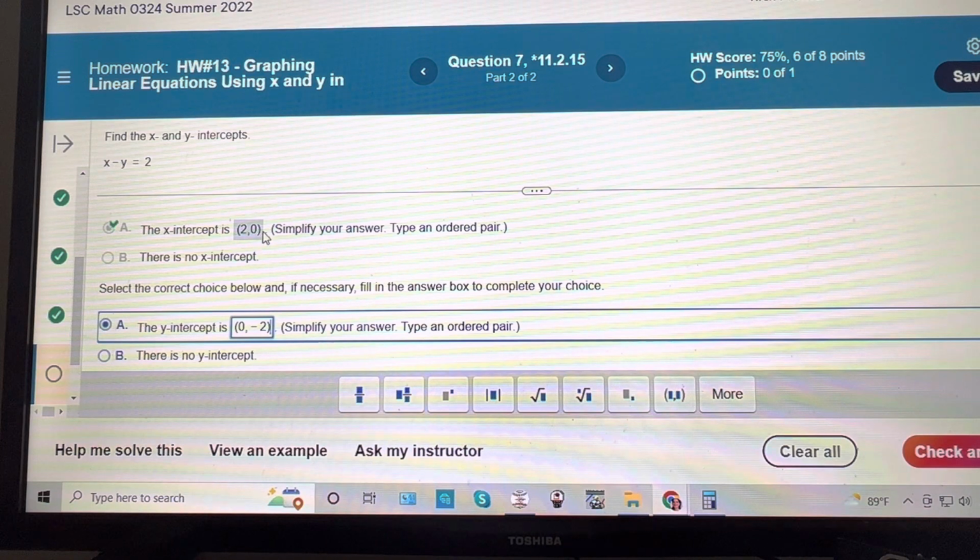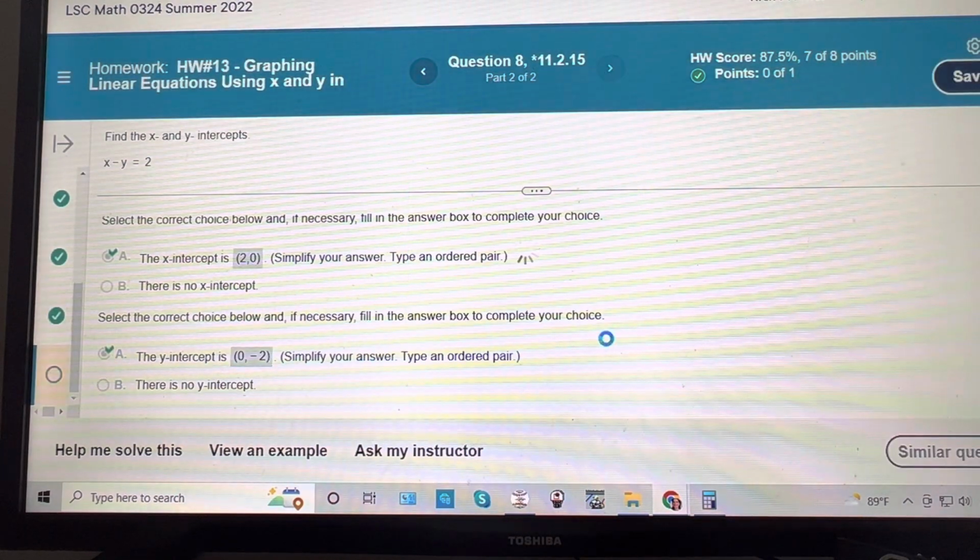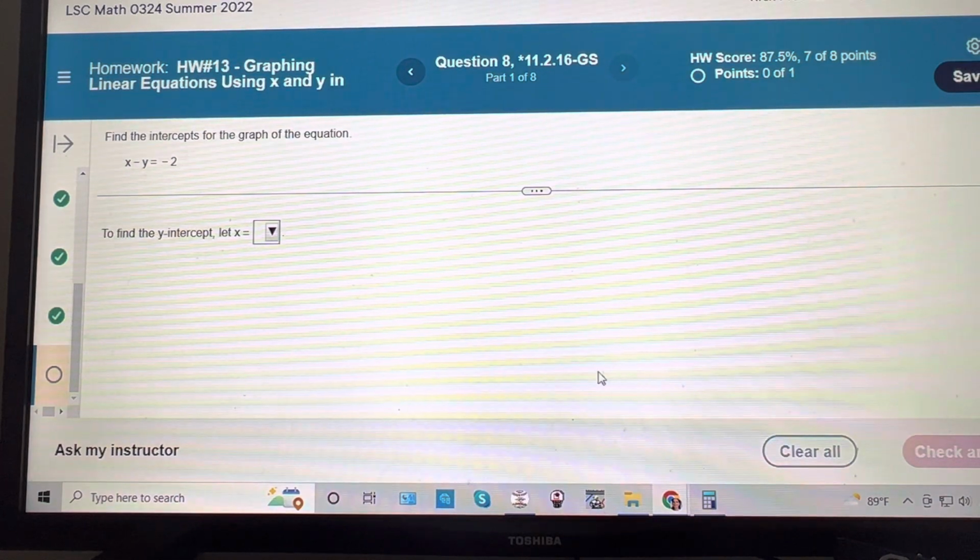So notice if you do both the x and the y-intercept of a line, one of them ends with 0, the other one starts with 0. So it's important to know where the 0 goes. And that's why they're asking for the ordered pairs. If you put it in backwards, it's wrong. And they weren't even graphing that one.